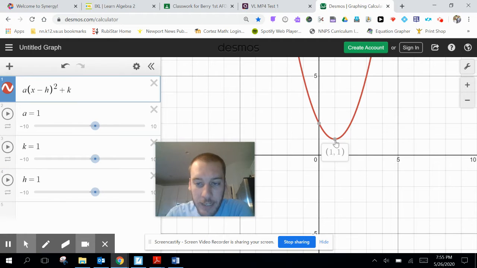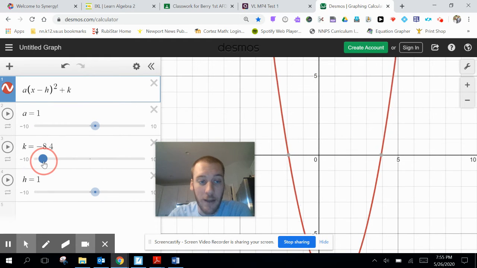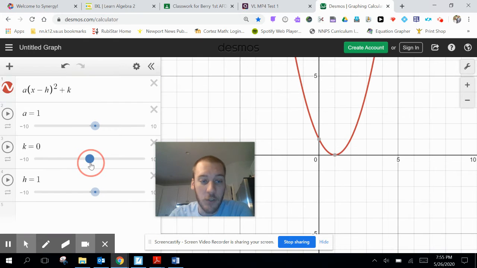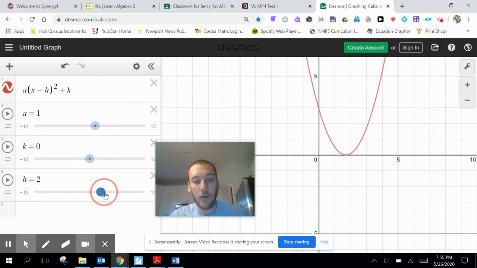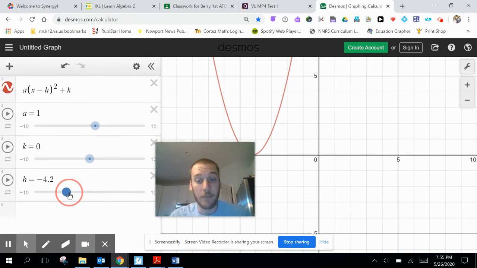My vertex right here is at 1, 1. If I want to make k, that's the one on the outside, go up, the graph is going to go up. If it goes down, the graph is going to go down. And the one on the inside, remember, is going to do the opposite of what you want to do. So x minus 1, it's pushed over to the right. If I make that number larger, it's going to go farther, and make it negative, it's going to go this way.